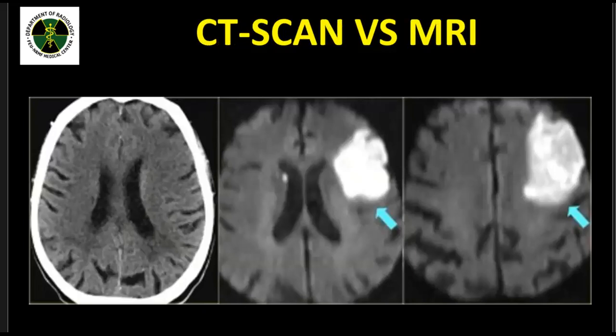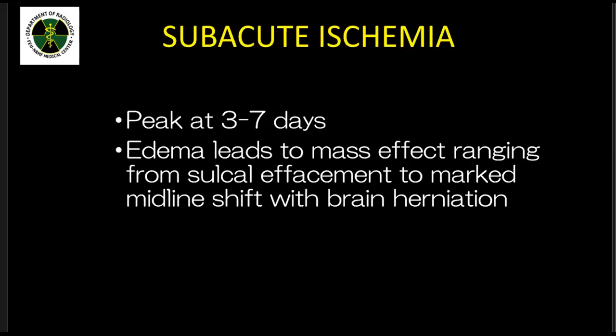So CT scan versus MRI. In CT scan, we weren't able to see the acute infarct because maybe it occurred very early and the CT scan was requested. Whereas MRI, as I have said, is very sensitive when it comes to infarct. So here's the light bulb sign seen in DWI.